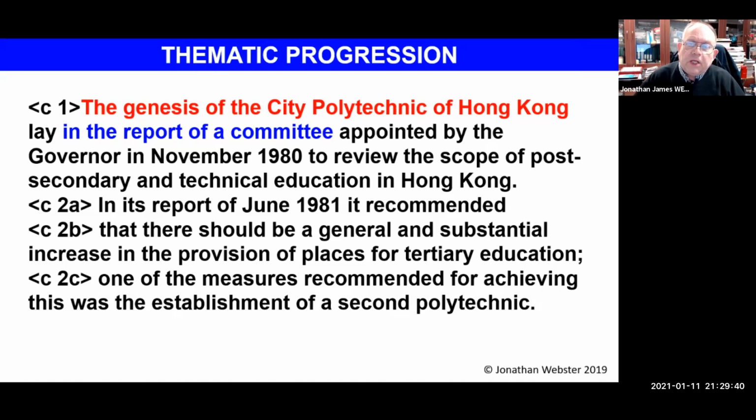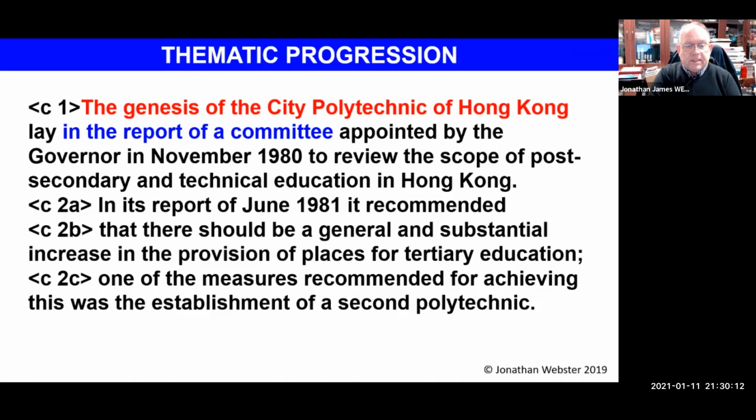What's the new information? Where's the focus? Lay in the report of a committee. The report of the committee. That's the new information. And it's elaborated, appointed by the governor, et cetera. So theme is the genesis, the beginning of the City Polytechnic of Hong Kong. That's what I want to talk about. And the new information is this report.